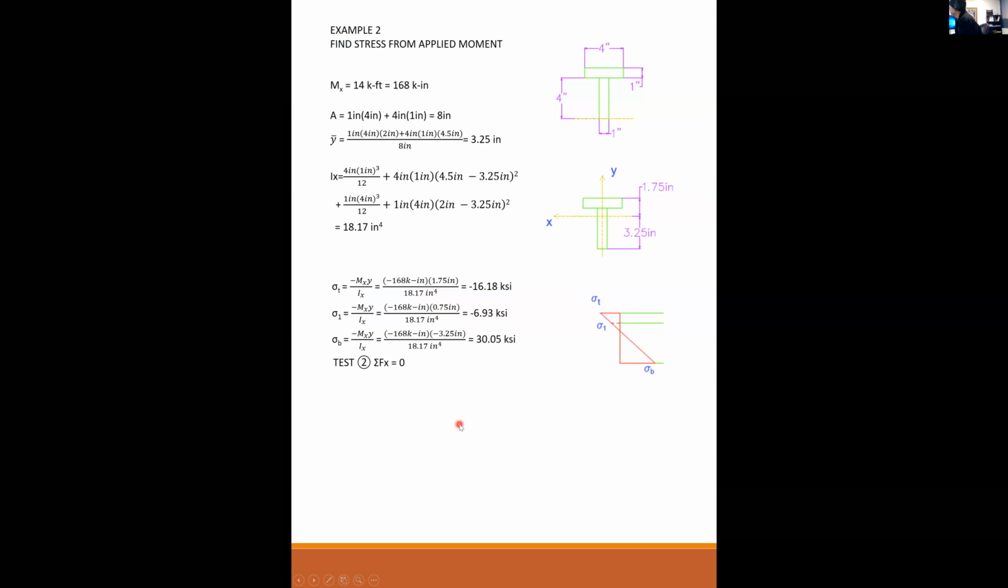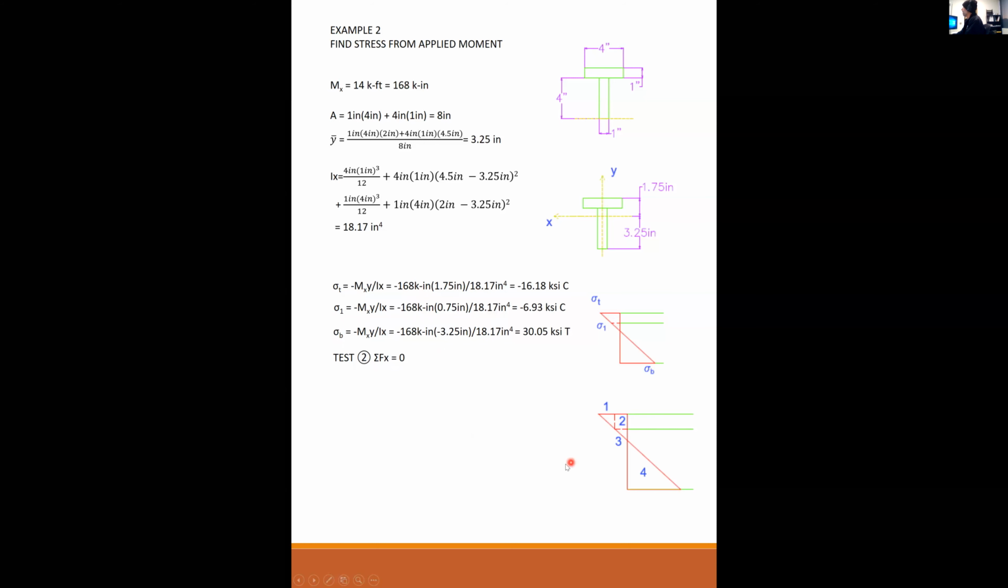Okay, so now we're going to test that our rule number 2 has been adhered to, and we're going to sum the forces in the x direction. The compression block of this, I've subdivided into segment 1, segment 2, segment 3. The tension side is segment 4. So I've just broken it up into easy to read triangles and squares.